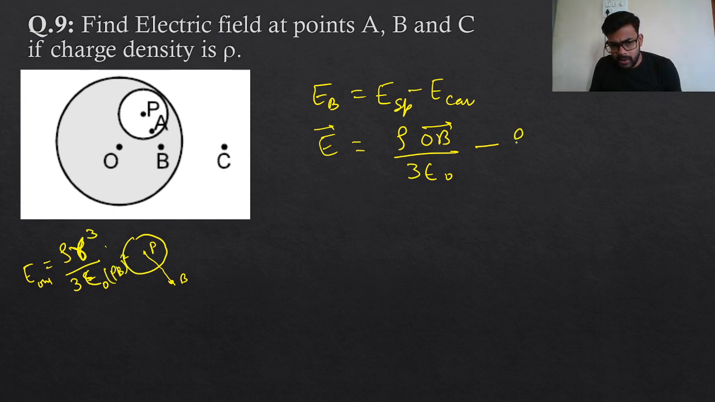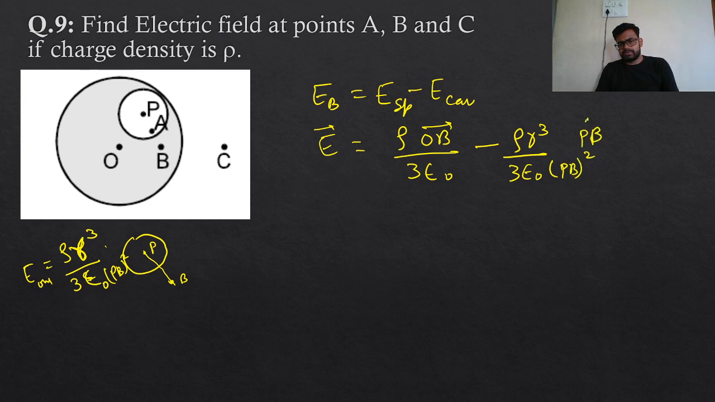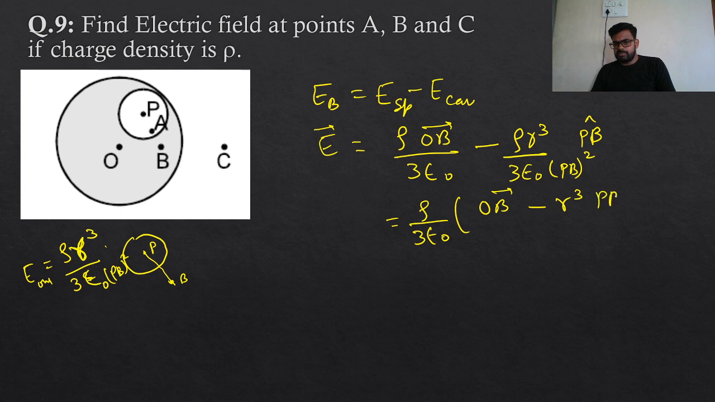So you can write rho r cube, where small r is the radius of the cavity and capital R is the radius of the big sphere. So rho r cube upon 3 epsilon naught, here you will write PB square and PB cap. Why PB cap? Because the direction will be from P to B, and the negative sign is there. So finally, how can you write it? Rho upon 3 epsilon naught should be taken as common. The OB vector is there, and I can write minus r cube. PB cap can be written as the PB vector divided by PB, so PB cube will be there.